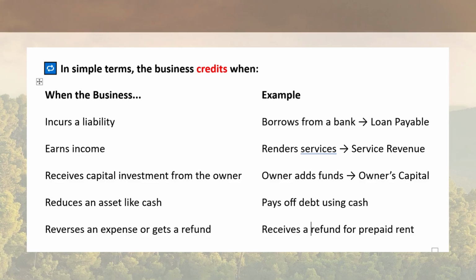In simple terms, the business credits when the business, for example, incurs a liability, borrows from a bank, loan payable, earns income, renders services, service revenue, receives a capital investment from the owner, owner adds funds, owner's capital, reduces an asset like cash, pays off debt using cash, reverses an expense or gets a refund, receives a refund for prepaid rent.